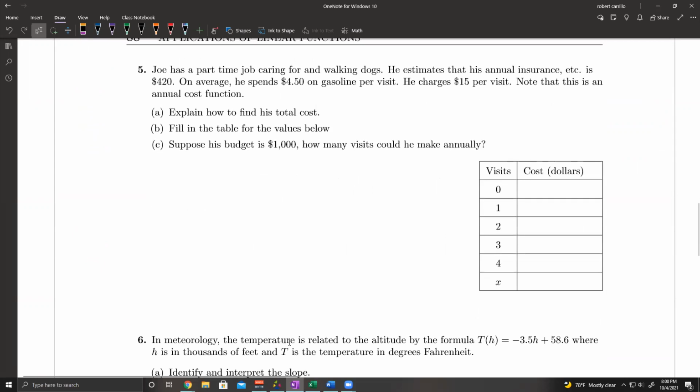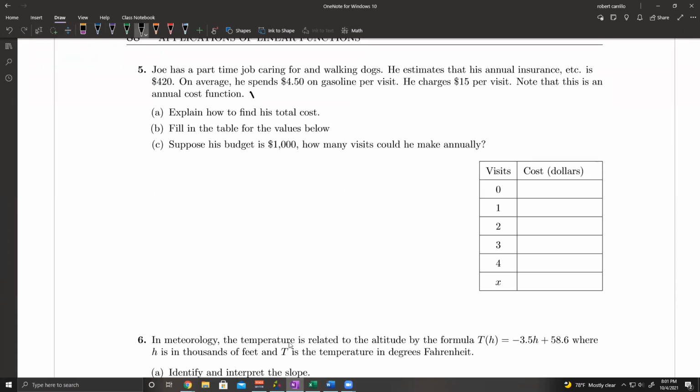Sweet. Okay, so 5. Joe has a part-time job caring for and walking dogs. He estimates that his annual insurance, etc., is $420. On average, he spends $4.50 on gasoline per visit. He charges $15 per visit. Note that this is an annual cost function. So this is going to be using that function I keep writing.